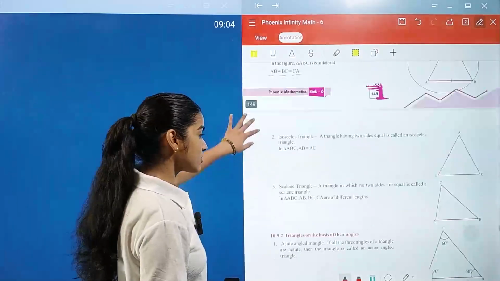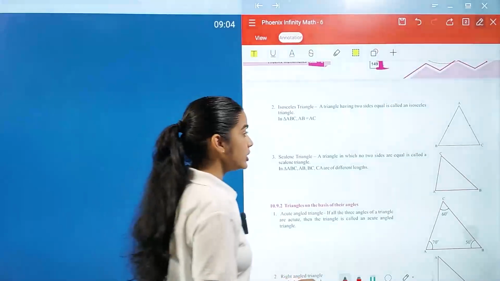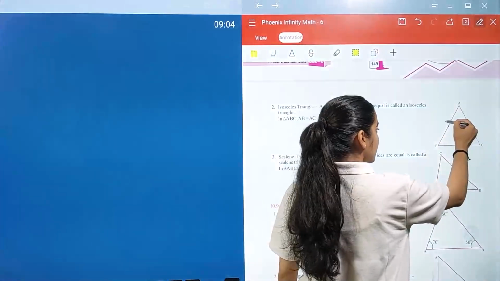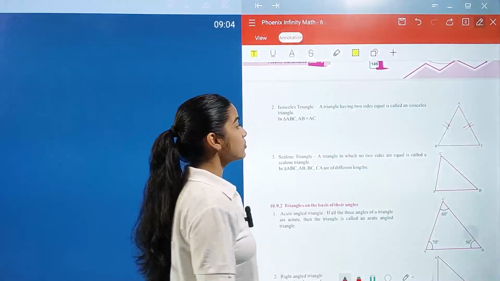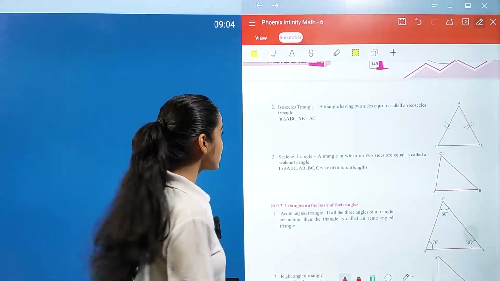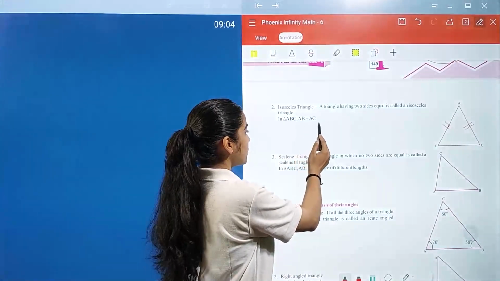Next we have the isosceles triangle, where we have only 2 equal sides. And which 2 equal sides? Which are opposite to each other. A triangle having 2 sides equal is called an isosceles triangle. In triangle ABC, AB is equal to AC.